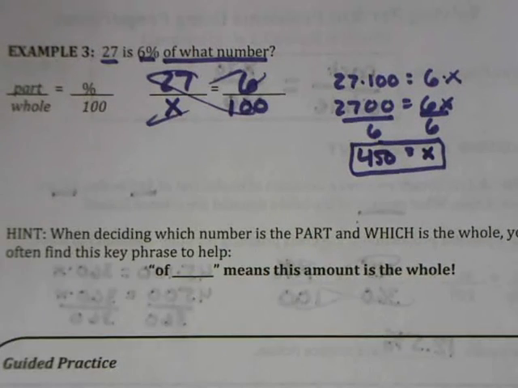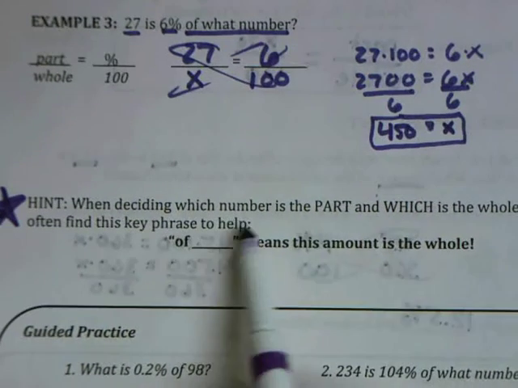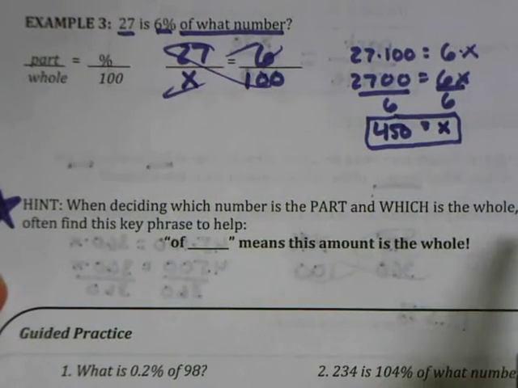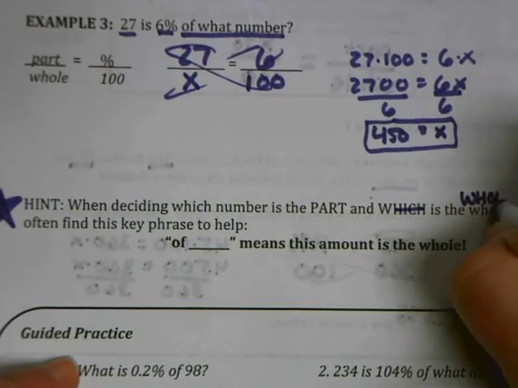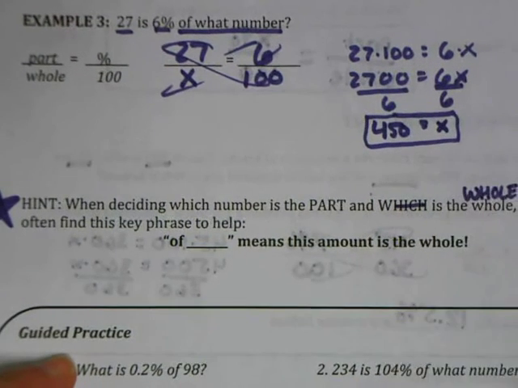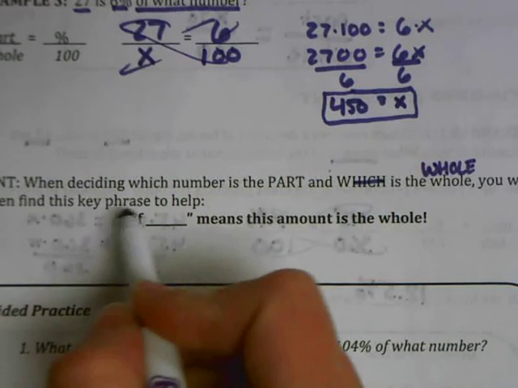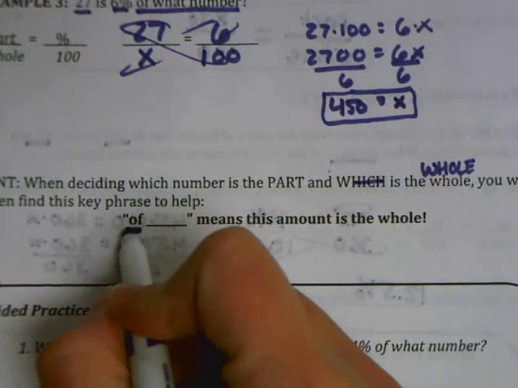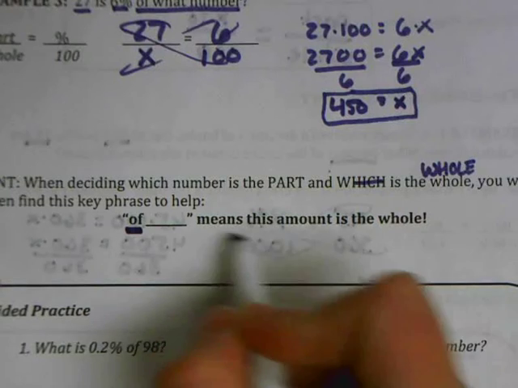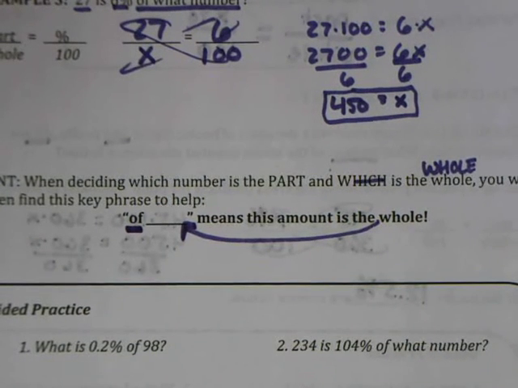All right, and then here is your big hint, and I've said this a couple of times. Put a star by it. When you're deciding which number is the part and which is the whole, you will often find this key phrase to help: "of." Whenever you see "of," whatever is after that means that this amount is the whole. "Of something" means that's the whole.